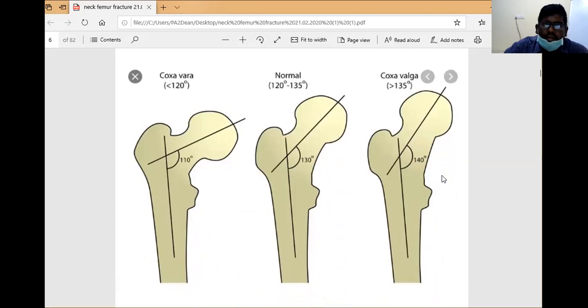And another one is the normal neck shaft angle. If you draw a vertical line along the femur shaft, and another line along the center of the neck, it forms around 125 to 135 degrees angle. This is called a normal neck shaft angle. If it is greater than 135 degrees, it is called coxa valga. Valga means outside deviation. And if it is less than 120 degrees, it is called coxa vara.